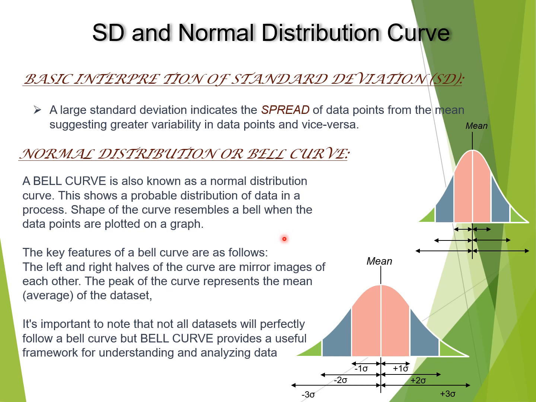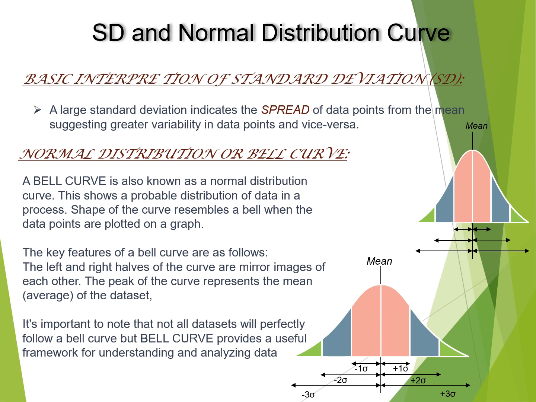A normal distribution curve basically is a probability distribution curve. The curve is symmetric. That means the left-hand side and the right-hand side are mirror images. The highest point is known as the mean. The curve is characterized by mean and standard deviation. It is very important to know that most of the data do not perfectly conform to a normal distribution curve.